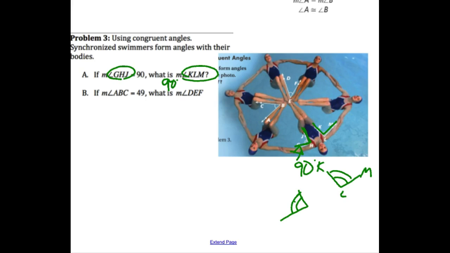Pause the video and try B on your own. You can now check your answer with mine. I noticed they both had one of those arc marks, so they're congruent, meaning that's why I put the congruent sign down. So the measure of angle DEF must be 49 degrees as well.